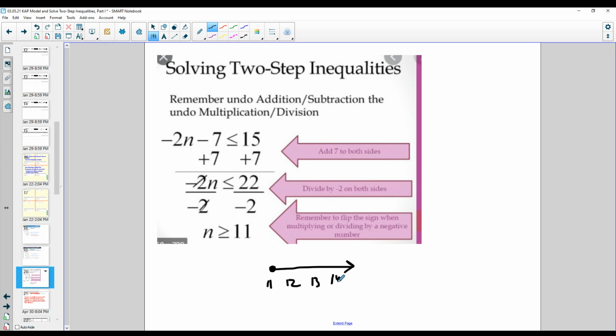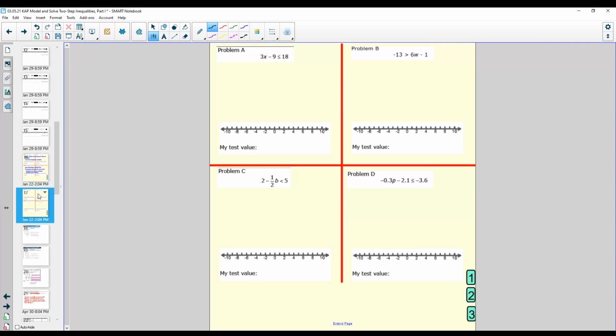So let's go try an example right now. Let's try this one. 3x minus 9 is less than or equal to 18. So I have to add 9 to both sides. Cancel. 3x is less than or equal to 27. To undo a multiplying, I divide both sides by 3. Cancel. X is less than or equal to 9. So find 9 on here. It has equal to, so it has to be a closed dot. Name some numbers that are less than or equal to 9. 8, 6. So I shade to the left side.